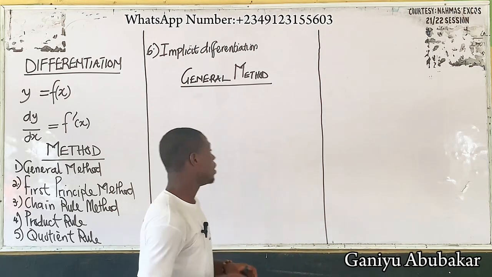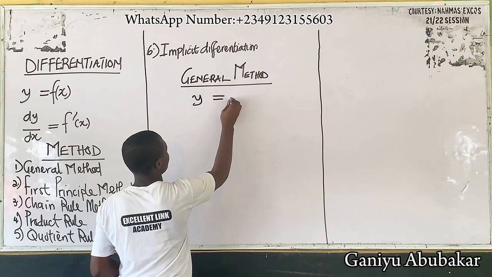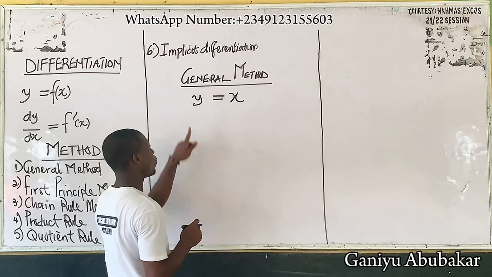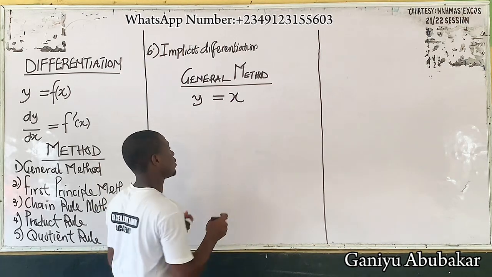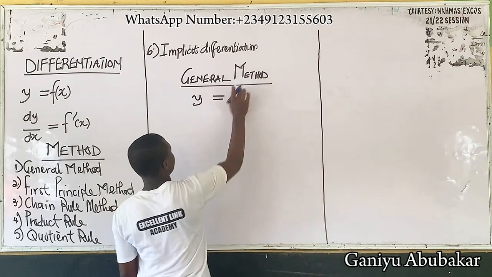For instance, let's say that I have y is equal to x. For instance, y is equal to x. Perhaps let's use a variable aside from x.